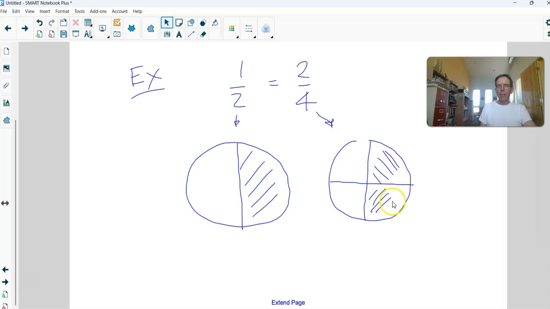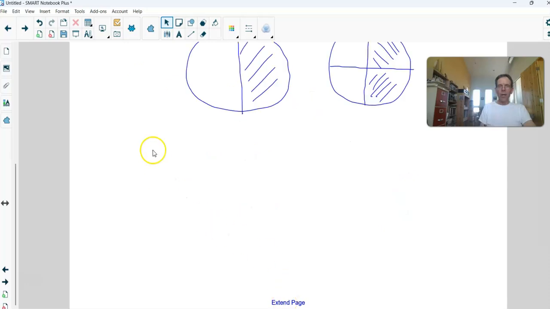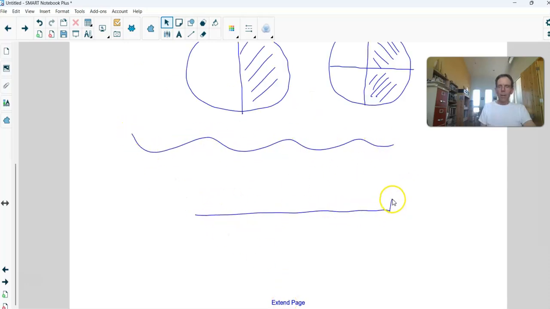So I think visually you can see that we're shading half of the circle, right? And if you did it with a number line, here's 1, here's 0, here's a half. If we divide up into fourths, this would be 1/4, this would be 2/4, this would be 3/4, etc. So we see that 2/4 and 1/2 is really the same thing. Okay, so there's actually an infinite number of equivalent fractions for any particular fraction.